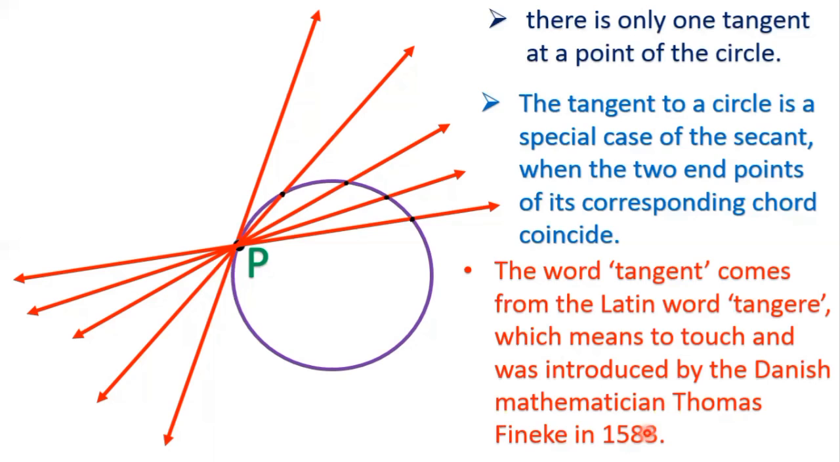The word tangent comes from the Latin word tangere, which means to touch, and was introduced by the Danish mathematician Thomas Fincke in 1583.